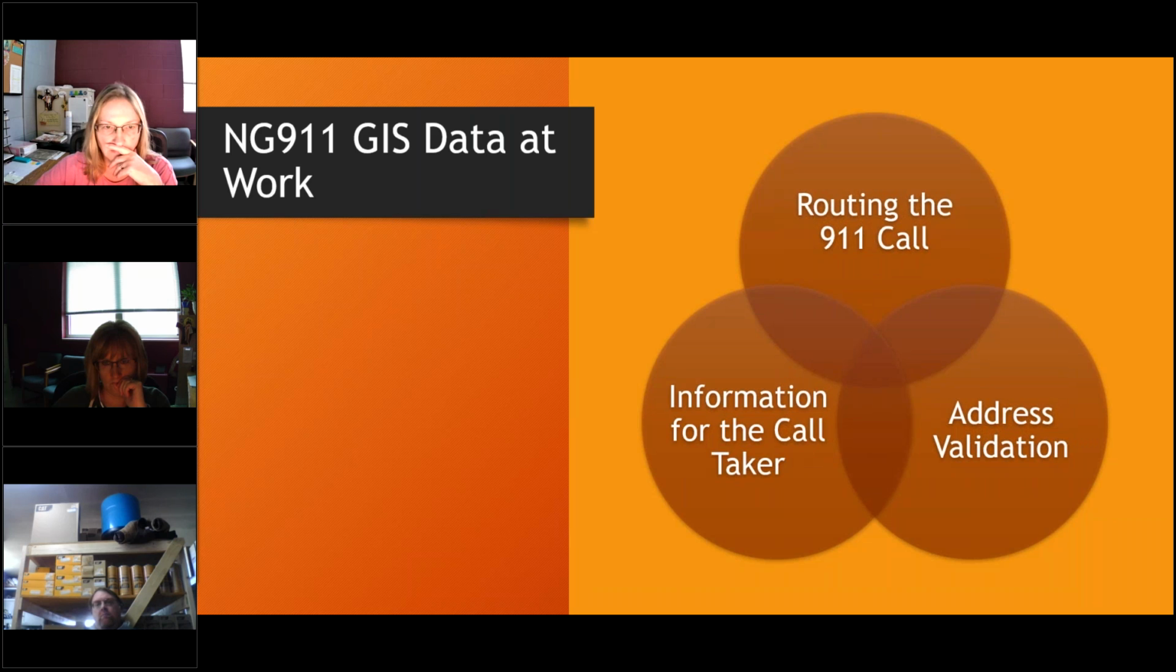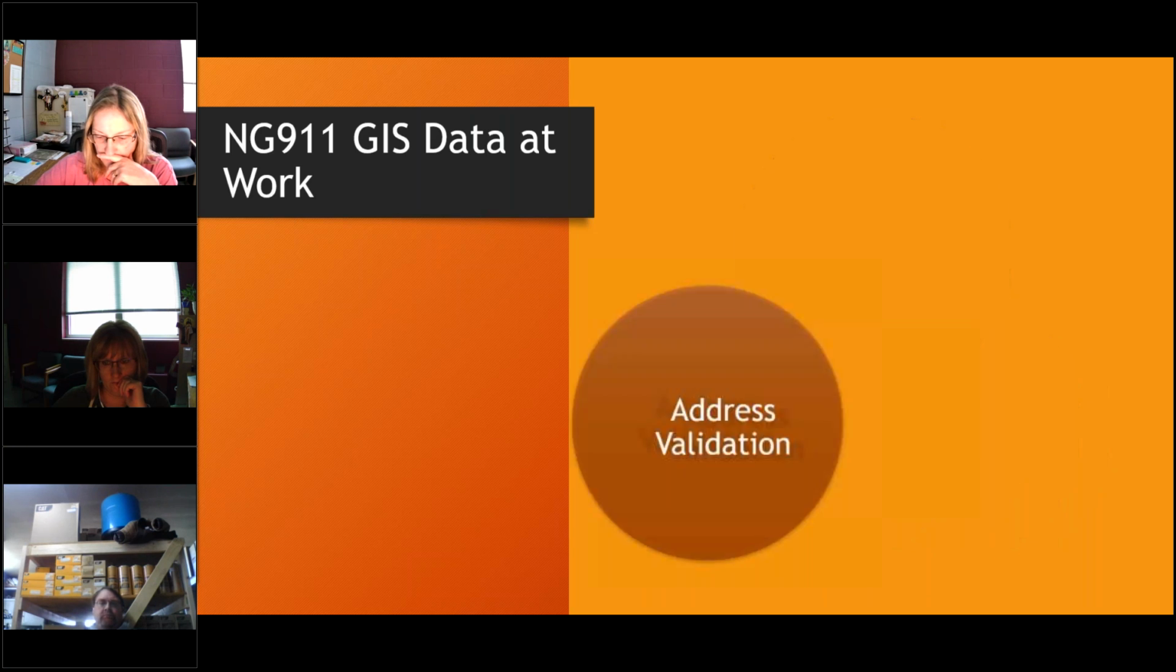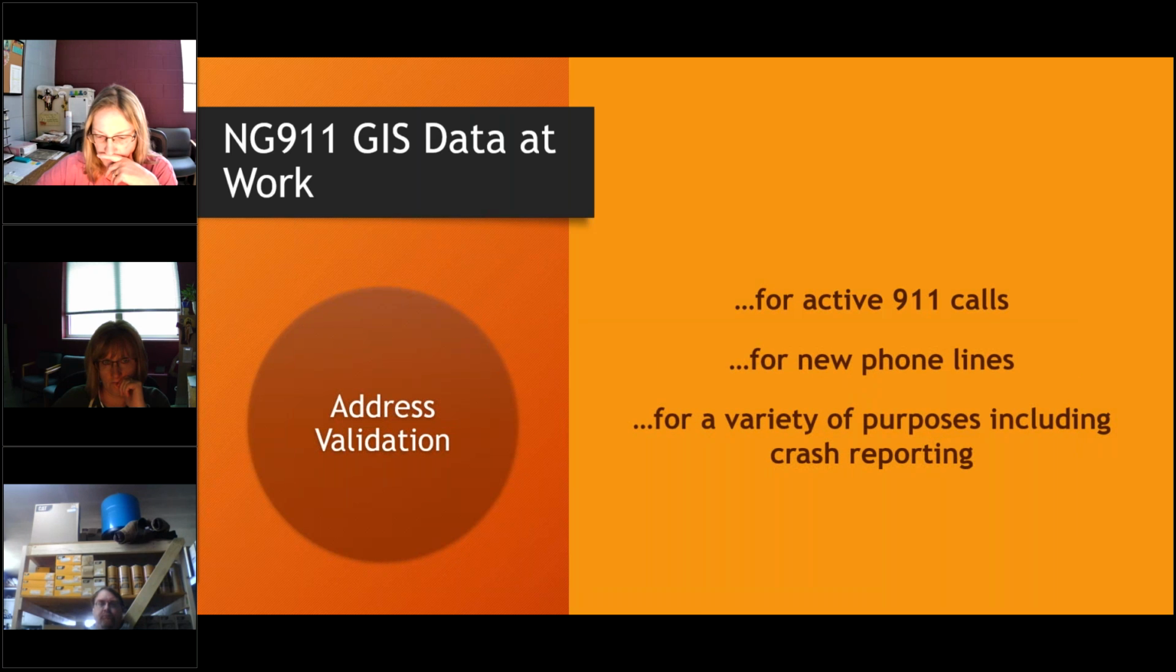So the final piece of work that the Next Generation 911 data does is the validation of addresses. And that validation happens for a whole lot of different reasons. Of course, it happens for active 911 calls. That's really the biggie, and it's the reason that we put all this stuff together. But it also validates addresses for new phone lines. So once you put the data in, we'll go through the whole process for the GeoMSAG and how that works. But those new phone line addresses are verified against your data.